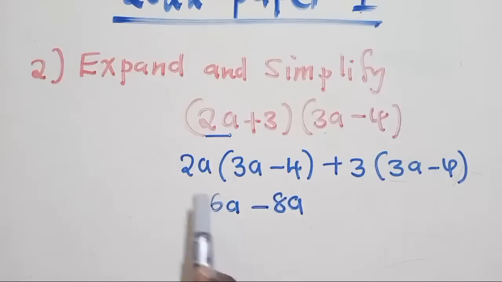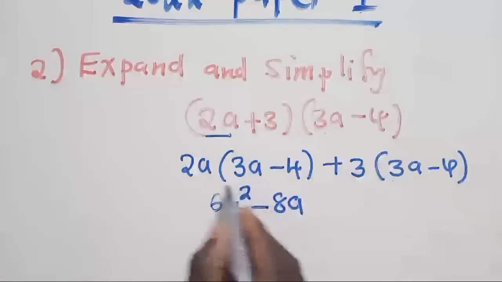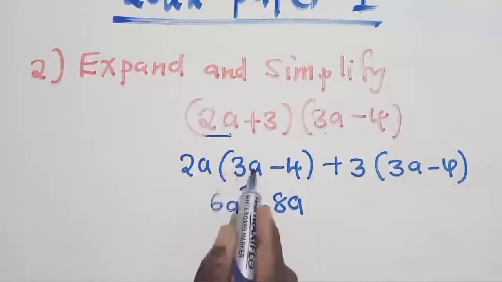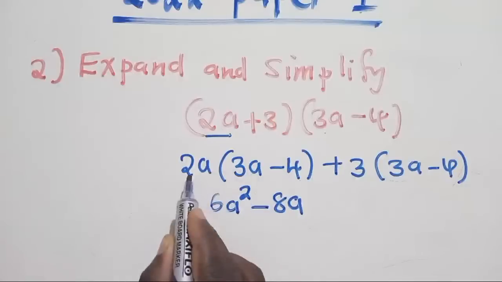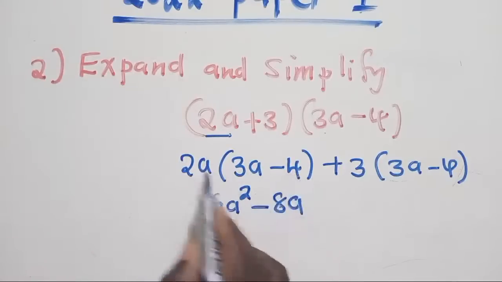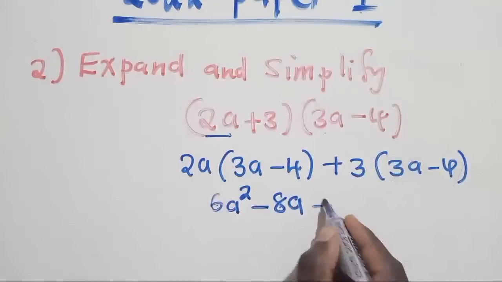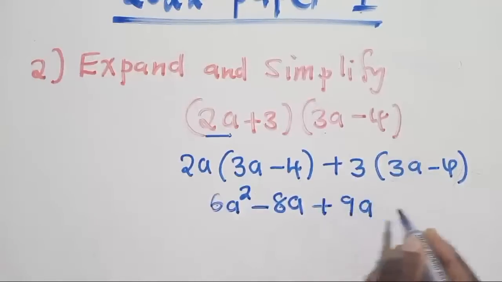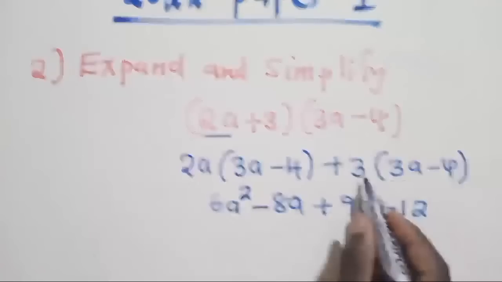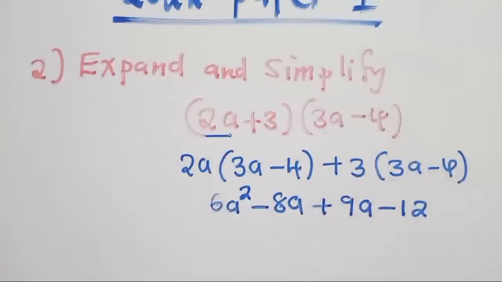Okay, so we're multiplying this by this. We're getting this. Oh, there must be a power 2 here. We have a and a, so this a and a, it's power 2. 2 times 3, that's 6. 2 times 4, it's 8, and the a here. And then this plus 9a minus 12. 3 times negative 4, it's 12.